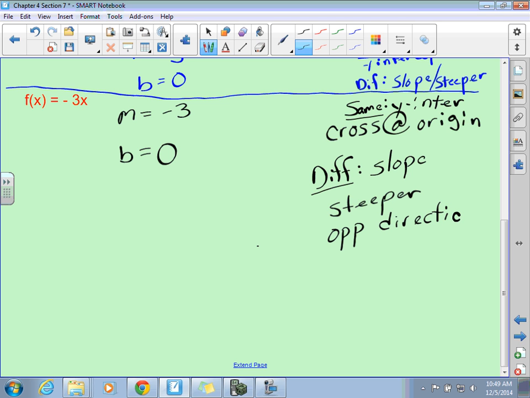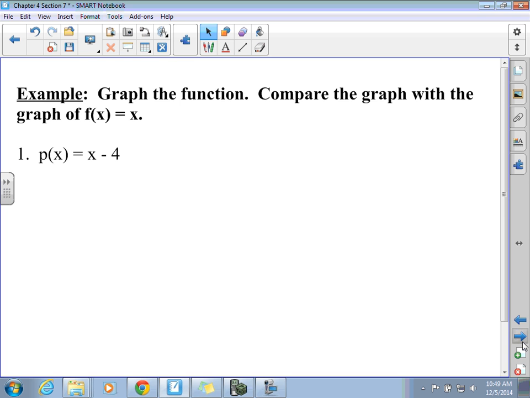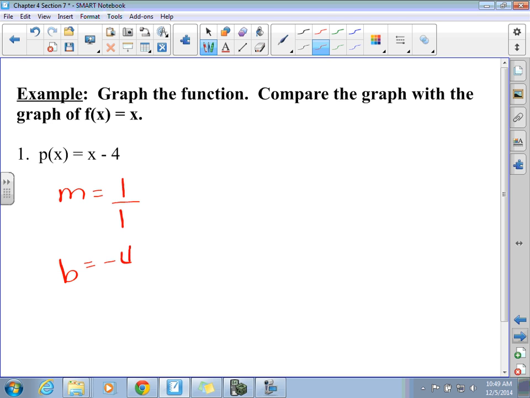All right, let's move on. We're actually going to graph them, and you have all the tools you need, so it's not going to be too bad. Let's look at the kid, okay? P of X, that's the kid. What's my M on the kid? 1 or 1 over 1, right? And what's my B? -4, all right? And let's look at mom and dad. I'm going to put them off to the side. What's my M on mom and dad? 1 over 1. And what's my B on mom and dad? 0.